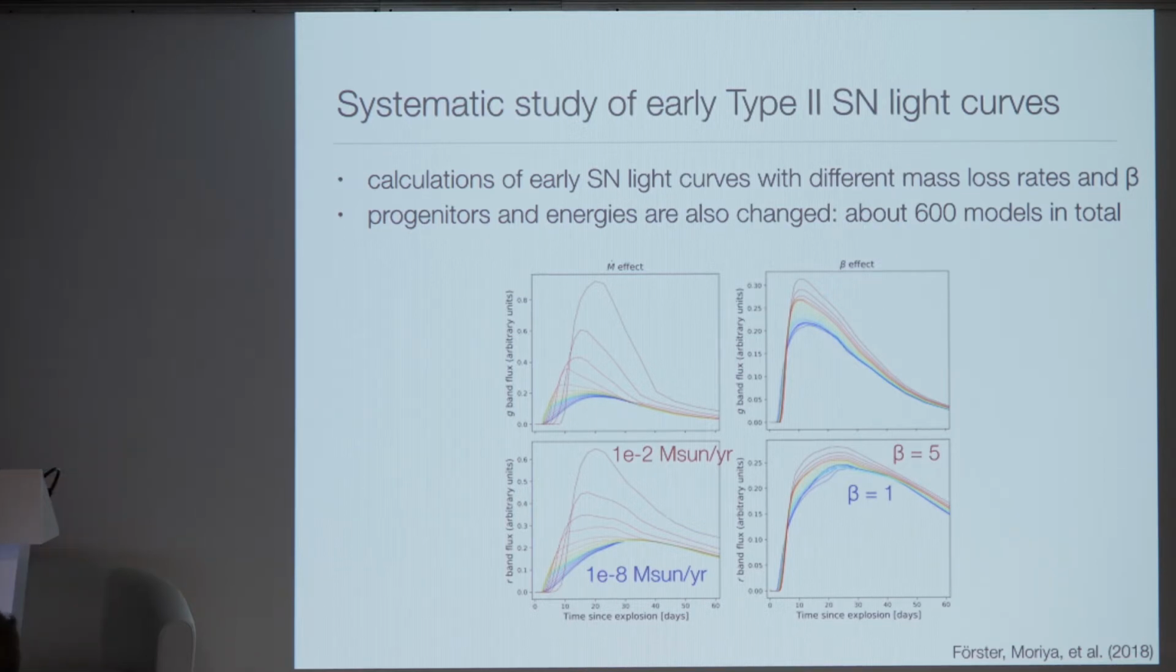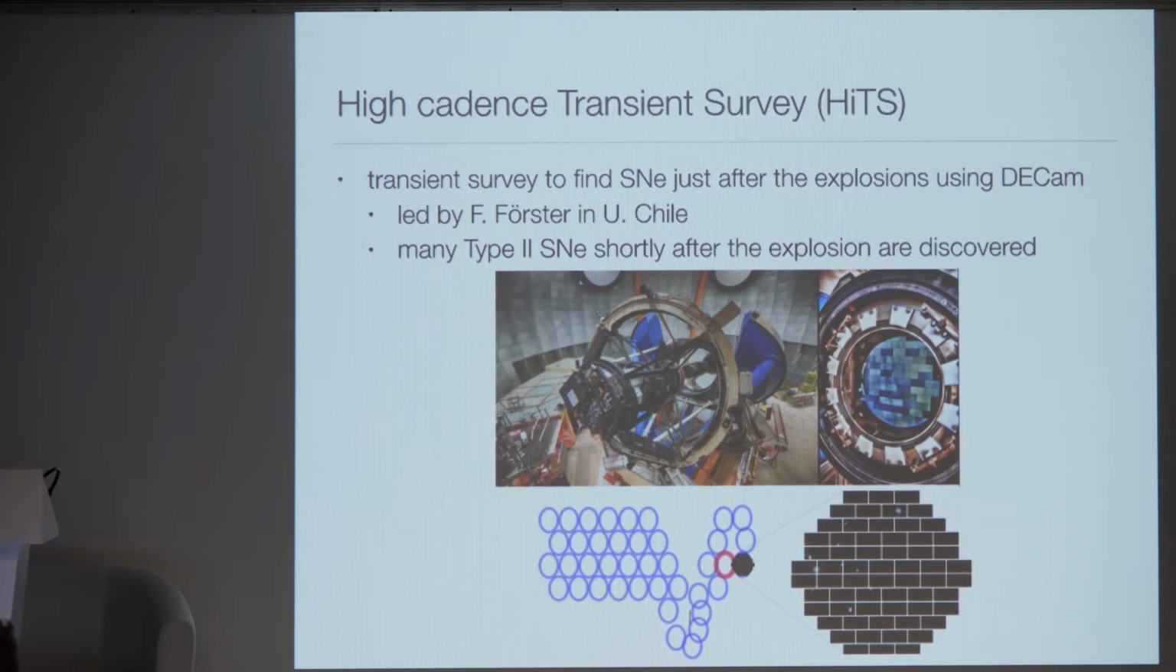So we made many different kinds of models, and of course we need observation to compare. Fortunately, there was a survey to find supernovae just after the explosion using DECam. This DECam is a big telescope, like a 4-meter telescope located in Chile, and it has a very huge CCD camera. And they did a supernova survey to discover supernovae just after the explosion.